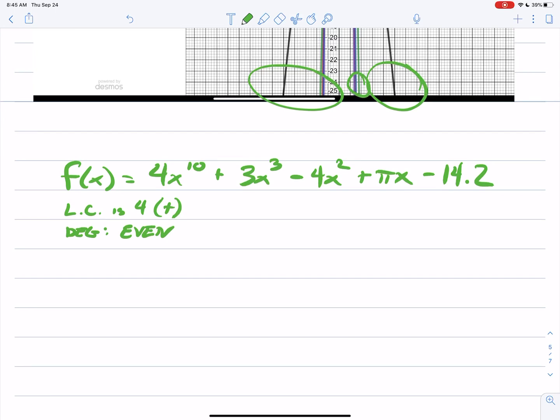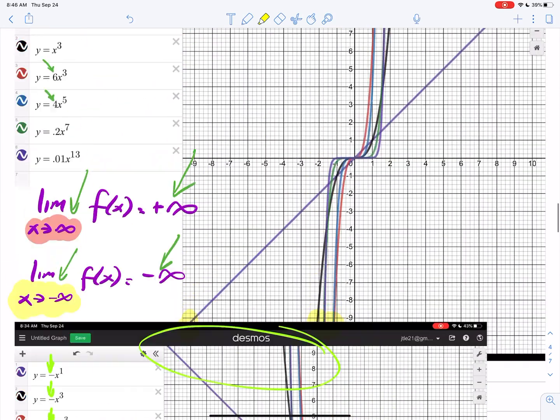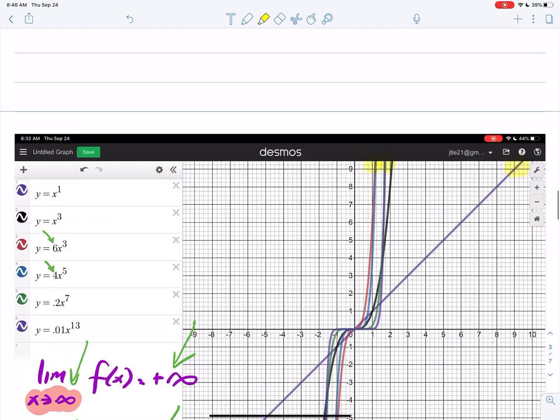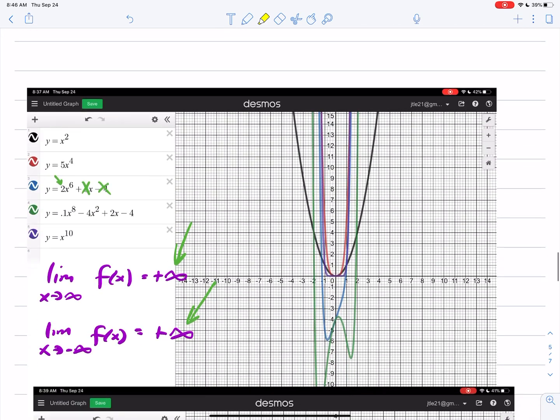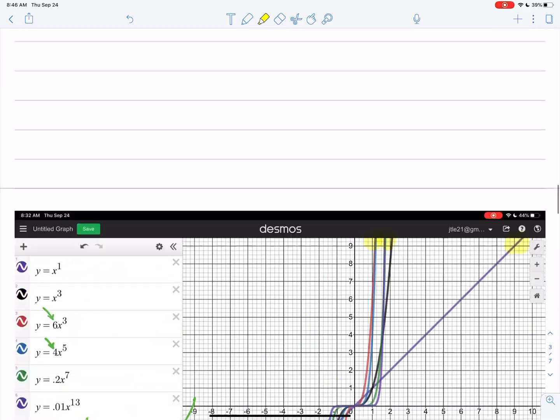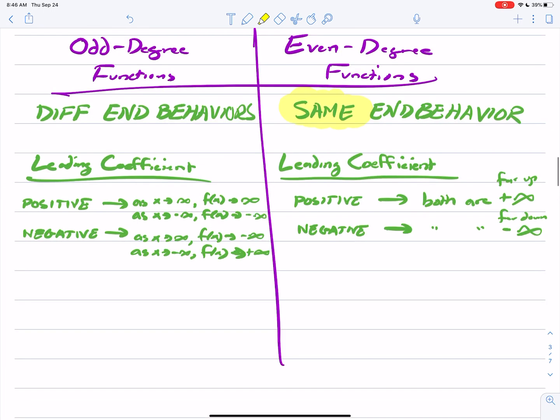Okay? So are they going in different directions or the same direction, right? So let's look back. If you have an even degree, right? We said earlier that they end in the same end behavior. So they're either going to be both positive infinities or both negative infinities, right? But notice how the leading coefficient is positive. Okay, so the leading coefficient is positive. They're both far up. Okay.